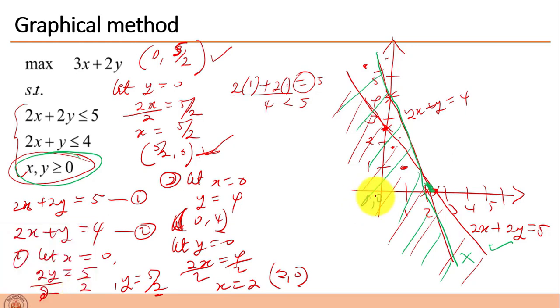This is 0, 0. So it means that if y is greater than 0, anything from here going to my right, all these are positive values. All these are positive values, and that satisfies the y constraint. Again, for x, anything that is here and up is positive.